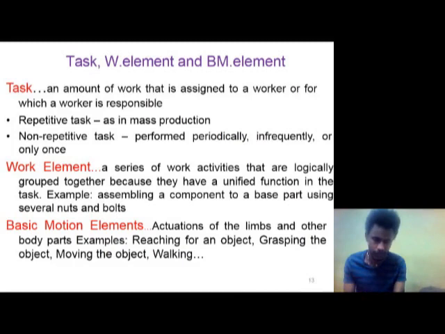When you say work element, it is a series of work activities. So that is a set of tasks, a series of activities that are logically grouped together because they have a unified function. Those are the series of logical activities: first do this, then do this, then work on this. For instance, in assembling this mobile, the series of tasks we call a work element. So assembling a component to a base part using several nuts and bolts can be considered as a work element.